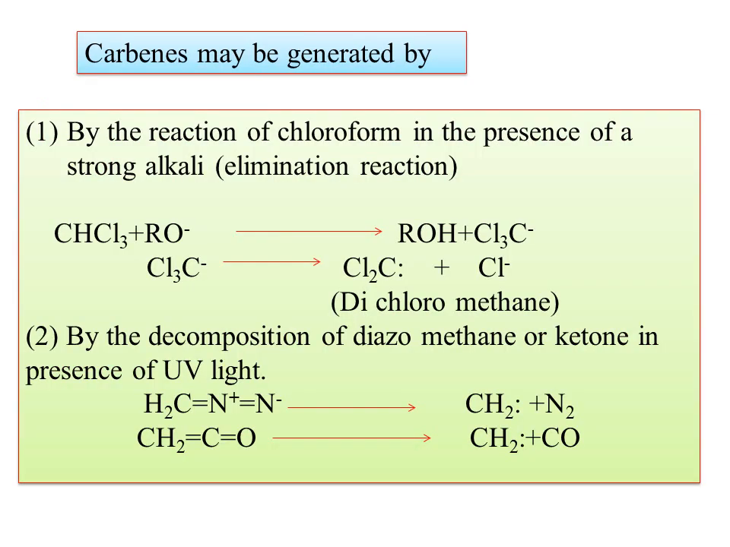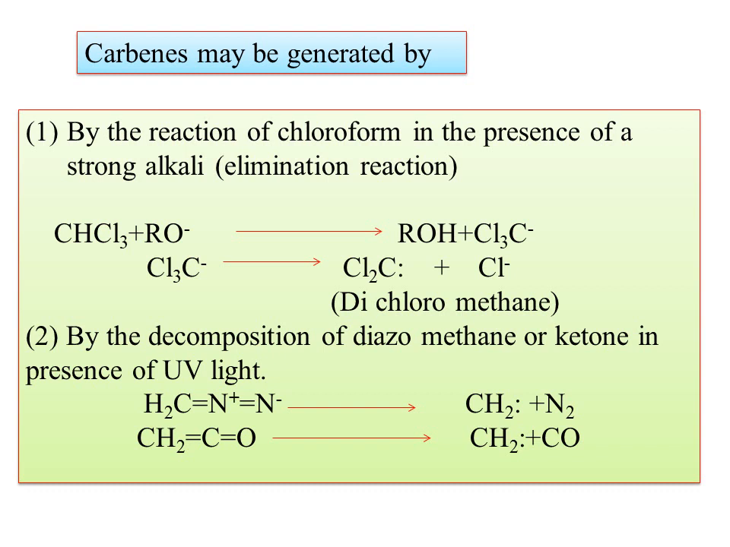Carbenes contain 2 valence electrons. Carbenes may be generated by the elimination reaction of chloroform in the presence of a strong alkali. So chloroform, when made to react with RO minus, gives ROH. In the first case, H will be removed and you are going to get Cl3C minus.